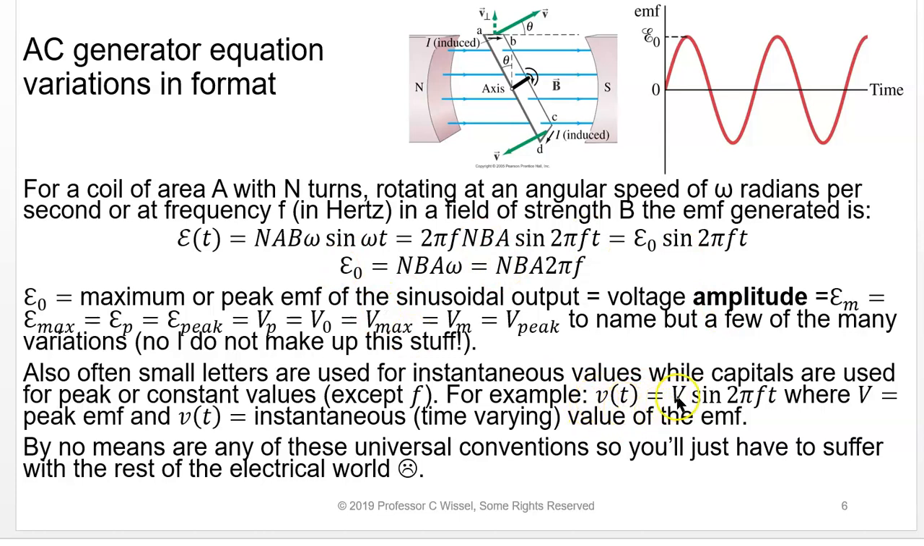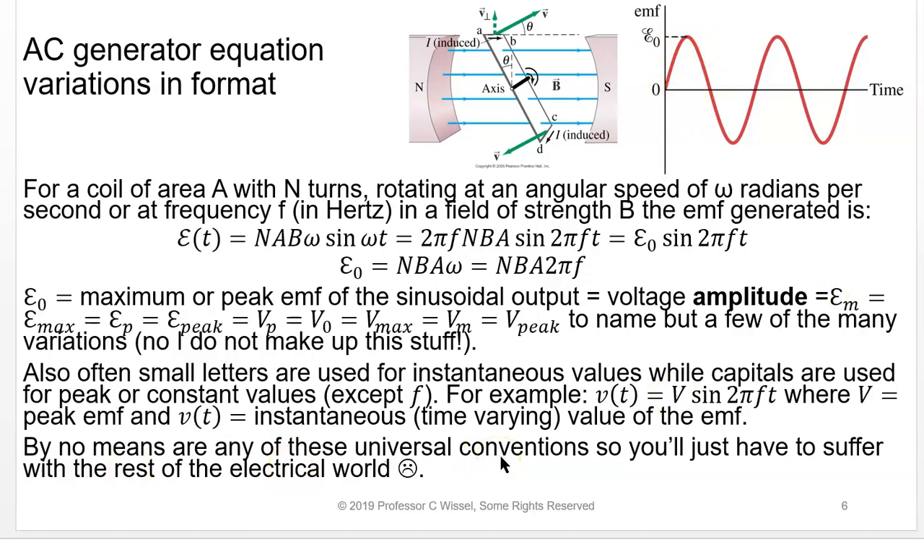V of t equals capital V times the sine of 2 pi f t, where the capital V is the peak EMF, that's the amplitude, and V of t is the instantaneous time-varying value of the EMF. And they often leave the t off. Now, how do you know it's a function of time? Well, there's the time right there. How do you know it's a sine wave? Well, they tell you that right there. What's the amplitude? It's the stuff in front of the sine wave, and that will be the amplitude of the wave.